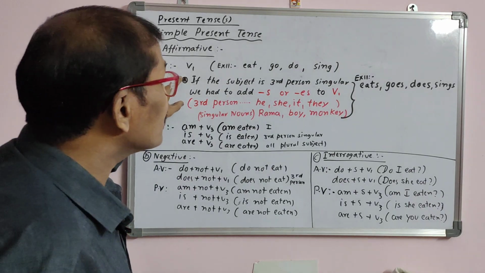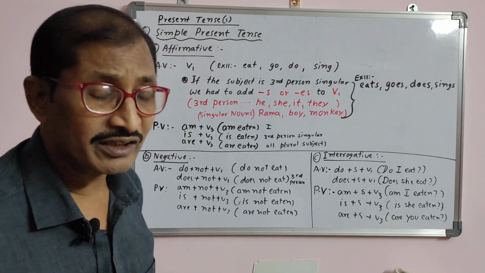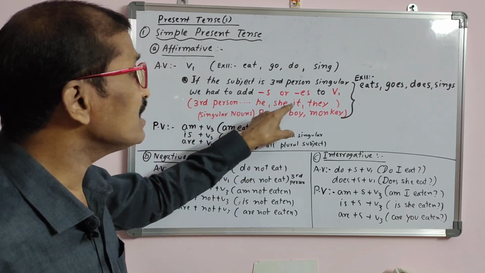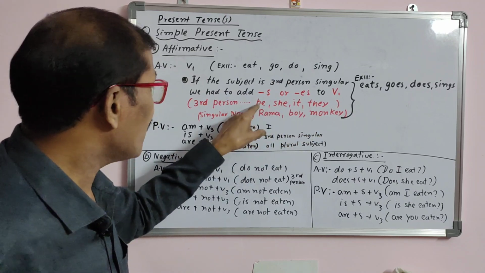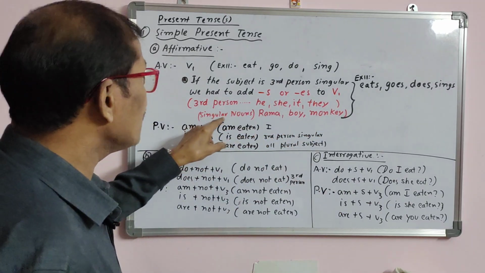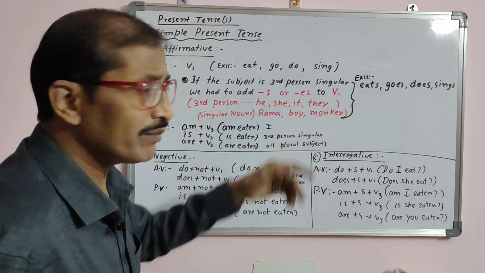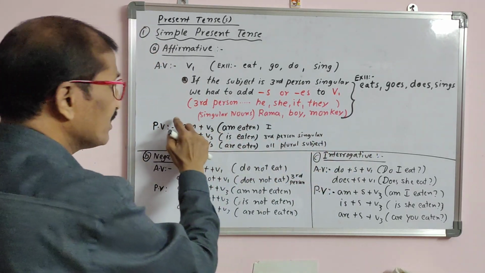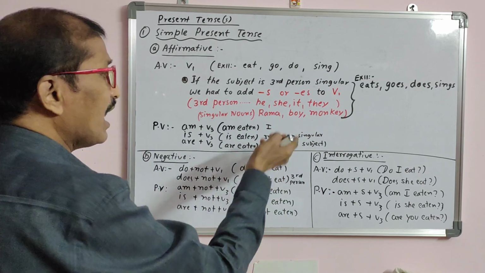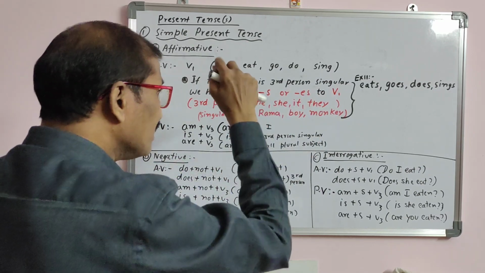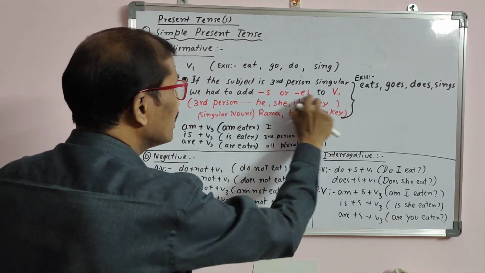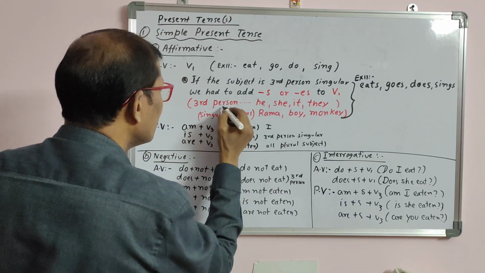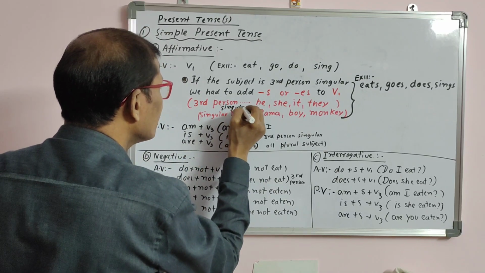If the subject is third person singular, and again that confusion comes. What is third person singular? Third person singular means he, she, it. These personal pronouns are third person singular. And also singular nouns, any singular noun, Rama, boy, monkey, anything else. Any singular form of noun comes under third person. He, she, it are personal pronouns, and again any singular noun also comes under third person singular. Actually, I forgot to write here third person singular.